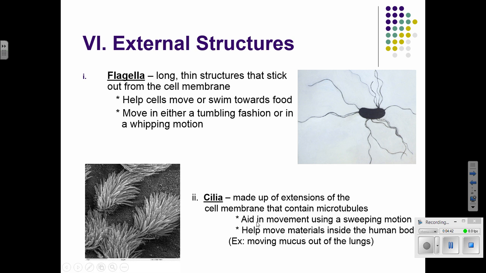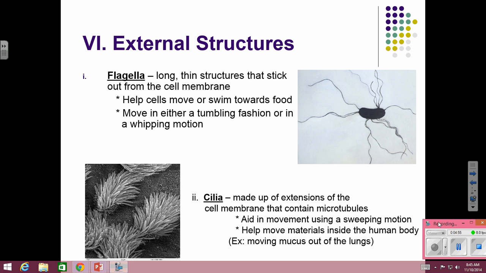The bottom one is cilia. And cilia are just little hair-like extensions coming off the cell membrane. They're made from microtubules, and they do more of a sweeping motion. So you would find these in the lungs or the bronchi area of the human body. They help sweep the mucus up from the lungs to the back of your throat, where you swallow it down all day long with your saliva. So a nice rhythmic sweeping motion for the cilia.